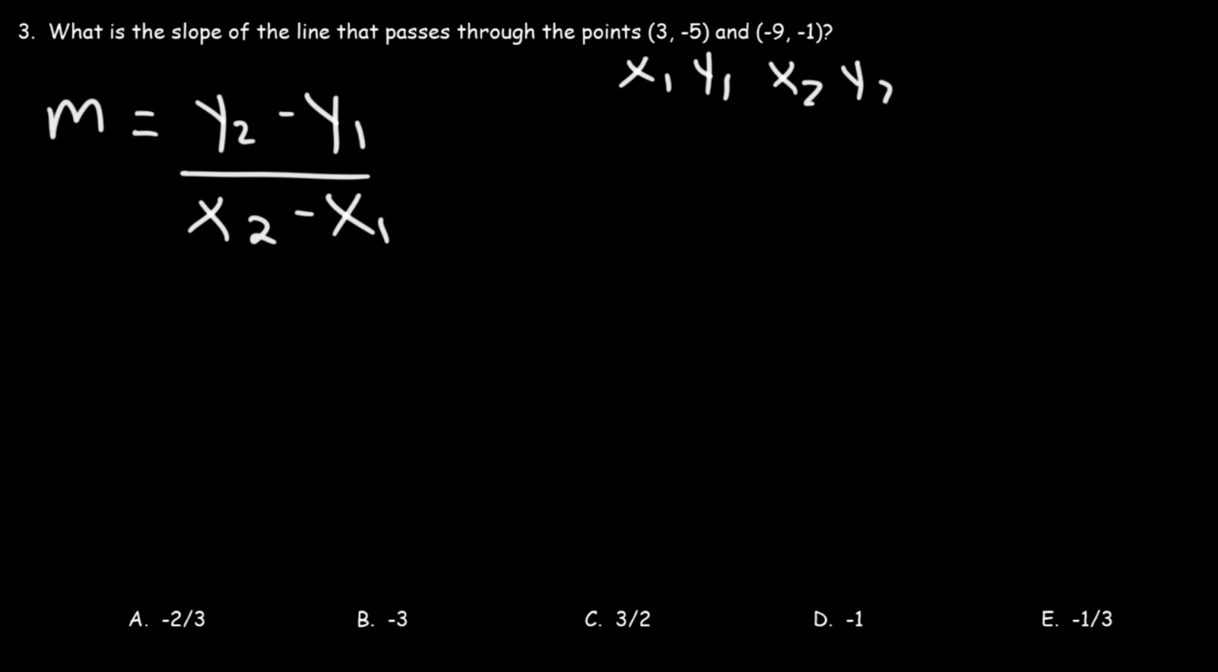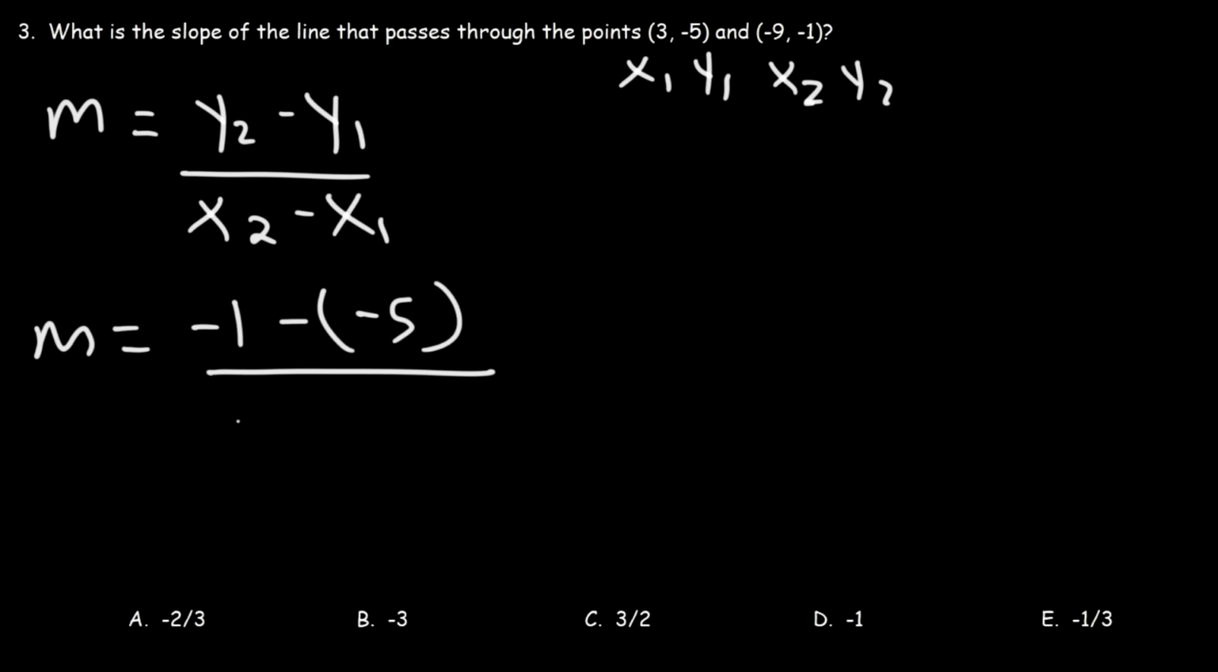x2 and y2 represent the coordinates for the second point. So y2 is negative 1, and then minus y1, which is negative 5. x2 is negative 9, and then minus x1, which is positive 3. So what is negative 1 minus negative 5? Whenever you have two negative signs next to each other, they change to a positive sign. So negative 1 plus 5, that's going to be 4.